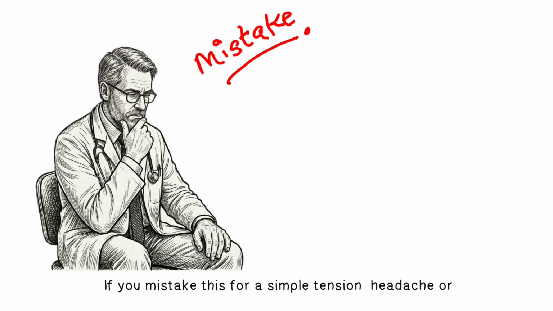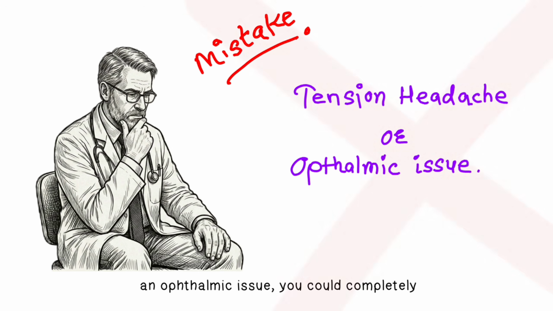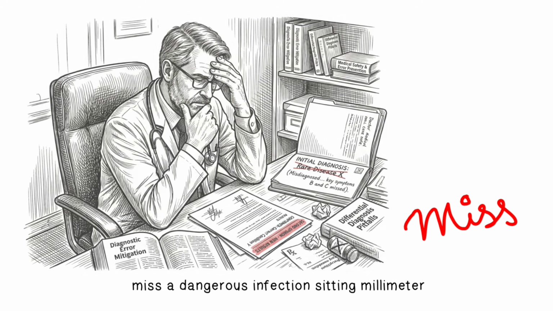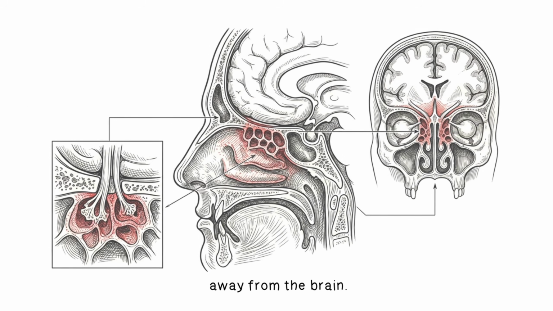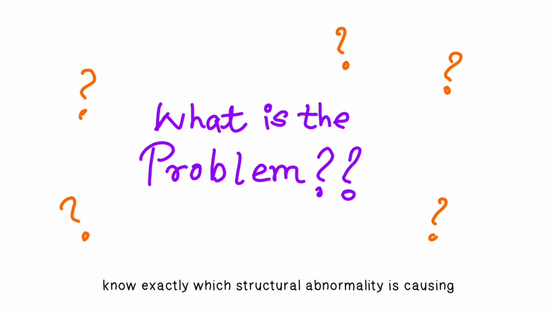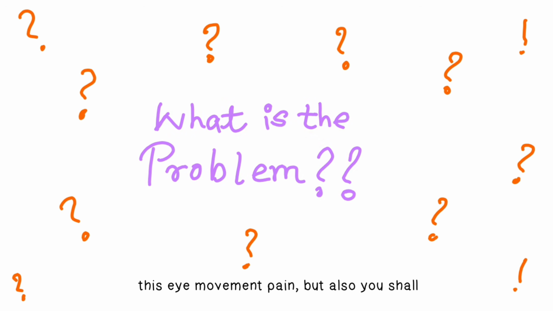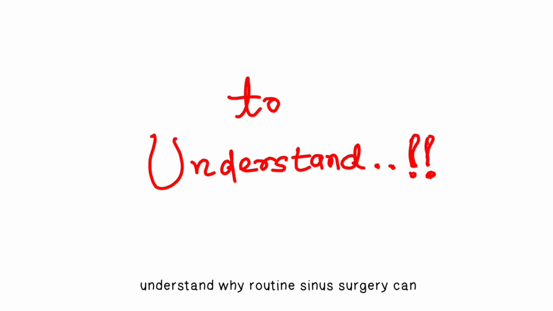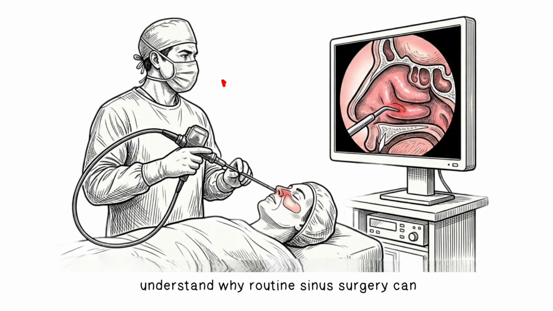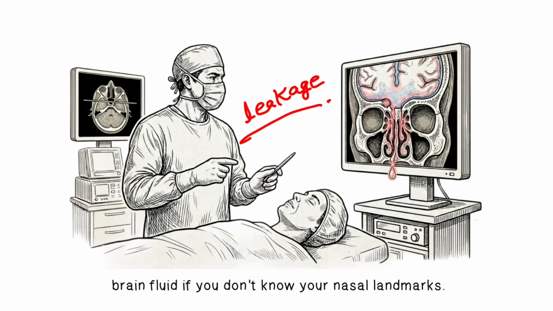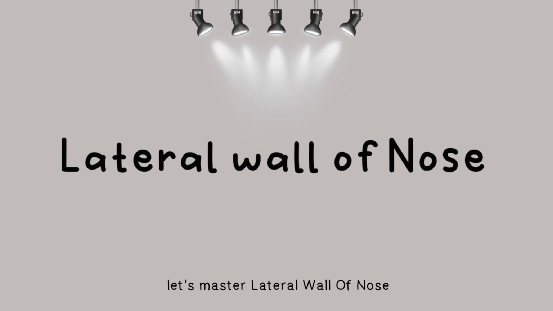If you mistake this for a simple tension headache or an ophthalmic issue, you could completely miss a dangerous infection sitting millimeters away from the brain. By the end of this video, you will not only know exactly which structural abnormality is causing this eye movement pain, but also understand why a routine sinus surgery can accidentally leak brain fluid if you don't know your nasal landmarks. Let's master the lateral wall of the nose.